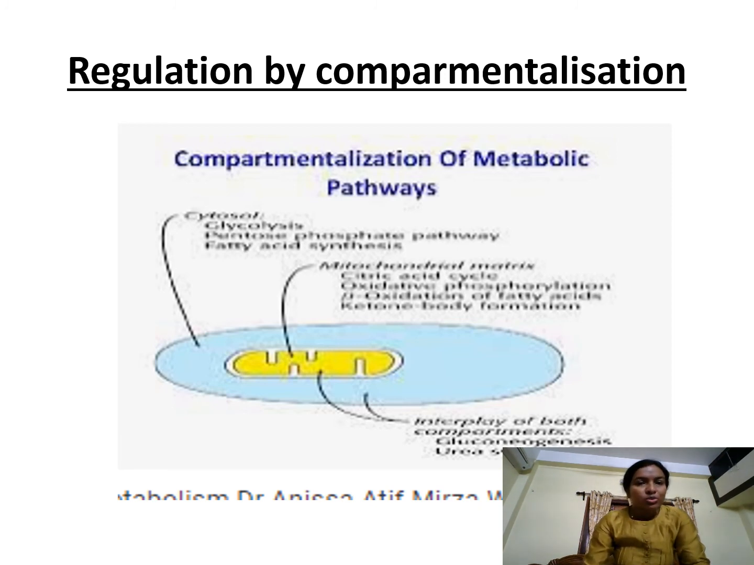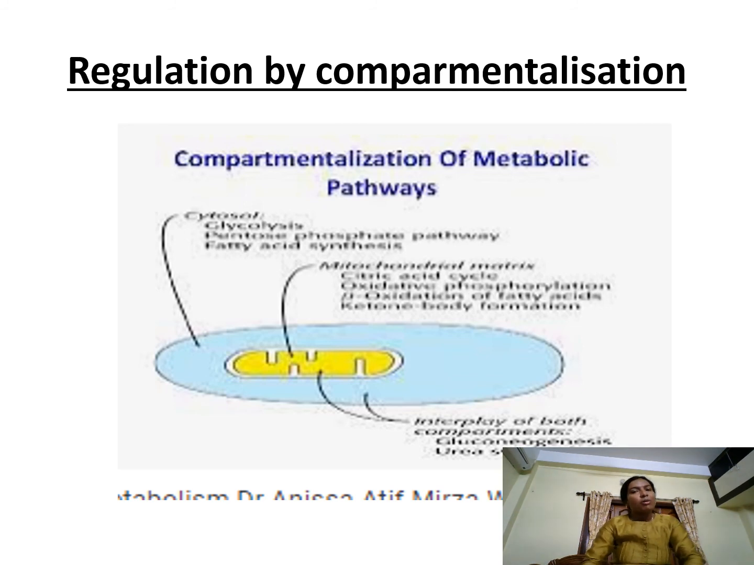And some metabolic pathways occur exclusively in the mitochondria. These are asked in viva. Which metabolic pathways occur in the mitochondria? These are the TCA cycle, the electron transport chain, and beta oxidation of fatty acids. And can you name the metabolic pathways which occur in both the cytosol and mitochondria, like the urea cycle and gluconeogenesis? Some part of the pathway occurs in the cytosol and some occurs in the mitochondria.